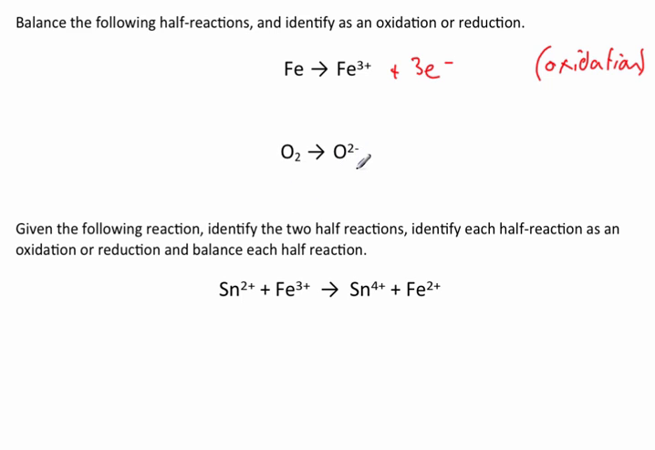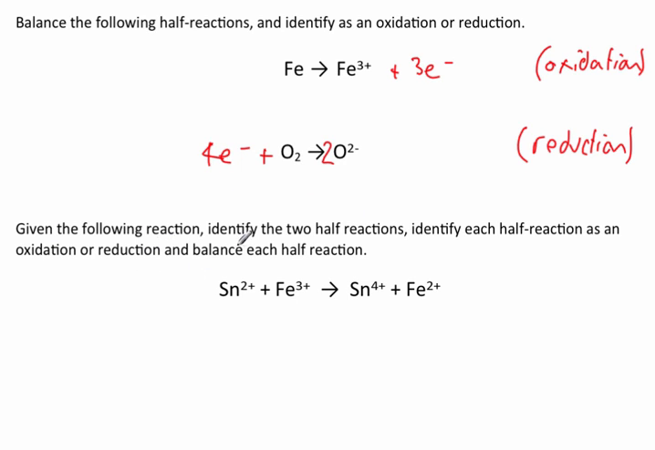O2 to O2-. So oxygen to oxide. Not balanced by mass or charge. So to balance by mass, put a 2 there. Now it's not balanced by charge either, so we have 2 times 2 minus, that's 4 minus. So we're going to add 4 electrons over here. So they're the 4 electrons that the oxygen species are going to gain to make them the ion. And so that, again, is a reduction because we've put electrons on the reactant side. Electrons to be gained are reactants.